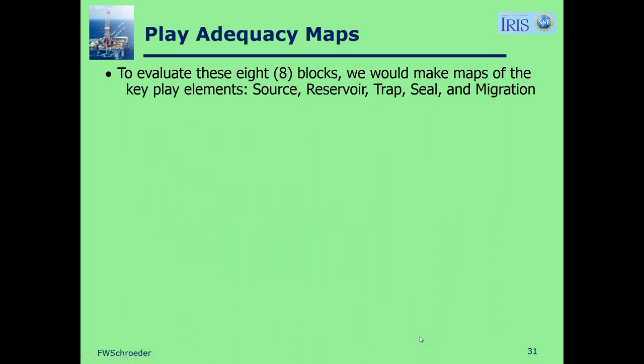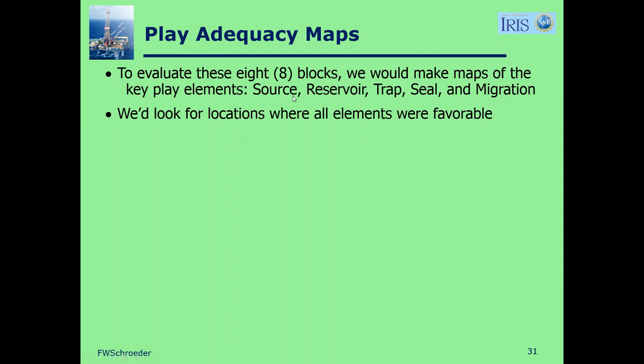So what we'll do is we'll make a series of maps. Typically people make on the order of 8 or 9 or 10 related to these play elements. And so we have 5 play elements. Something like source, we might have a source quality and a source maturity. Reservoir, we might have reservoir quality and reservoir presence. And so we can have a number of maps.